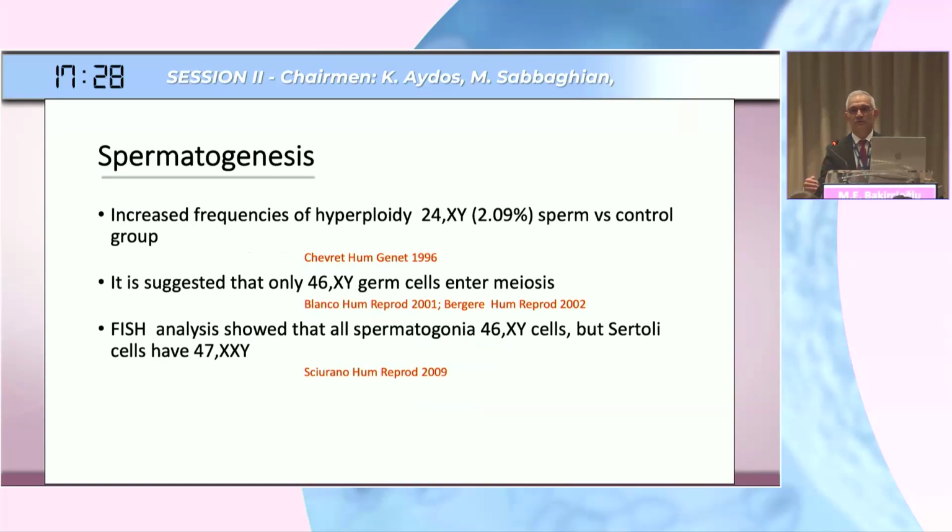So when we look at the literature, it has been shown that there are increased frequencies of hyperploidy in the sperm of Klinefelter's men compared to the control group. The studies suggest that only 47,XY germ cells enter meiosis. Sciurano and associates showed with FISH analysis of Klinefelter's patients that all spermatogonia have 47,XY, but Sertoli cells show 47,XXY.